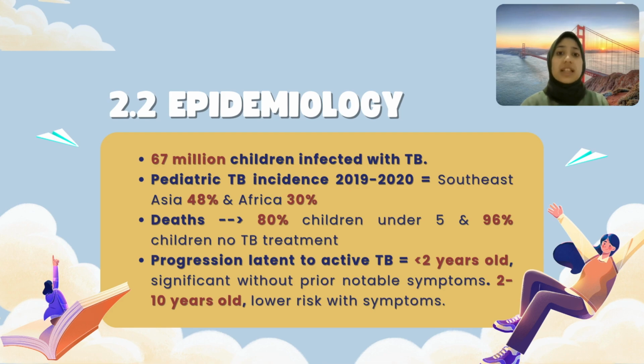By 2022, it is projected that 1.25 million children will have developed TB, resulting in 214,000 deaths from this preventable and curable disease, representing 17% of all TB-related deaths. Of these deaths, 80% will be among children under the age of 5, and 96% will be among children who have never received TB treatment.